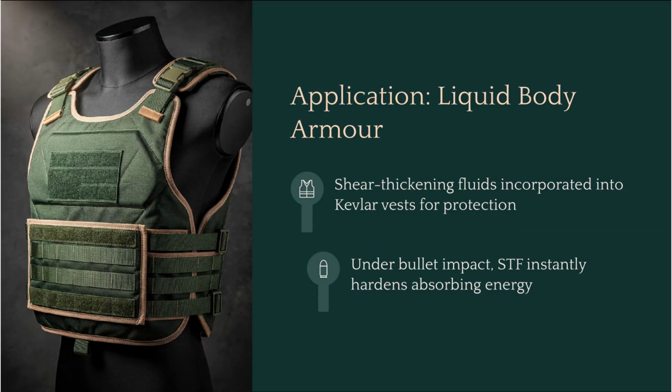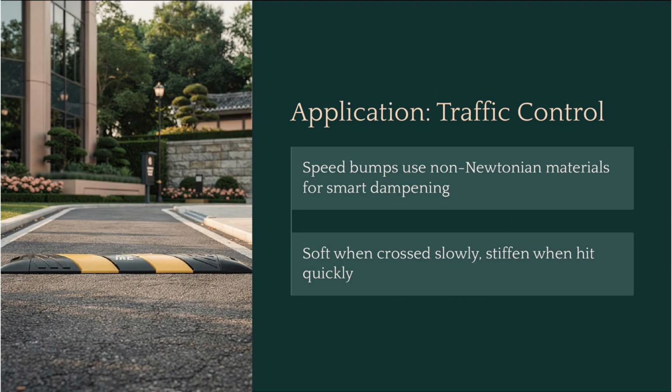This science saves lives through the application of liquid body armor. Engineers have found ways to incorporate shear-thickening fluids into Kevlar vests for protection. The vest remains flexible for movement, but under bullet impact, STF instantly hardens, absorbing energy. We also see this technology in traffic control. Modern engineering has created speed bumps that use non-Newtonian materials for smart dampening. These smart bumps are soft when crossed slowly, stiffen when hit quickly, punishing speeders while rewarding safe drivers.